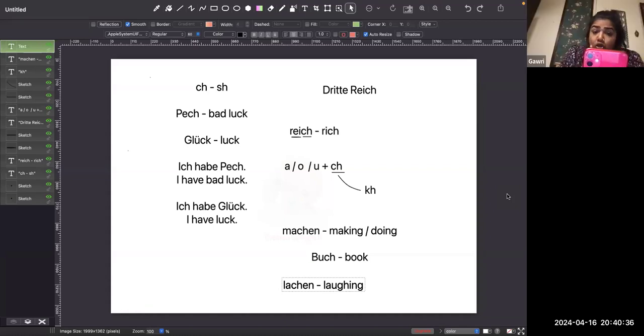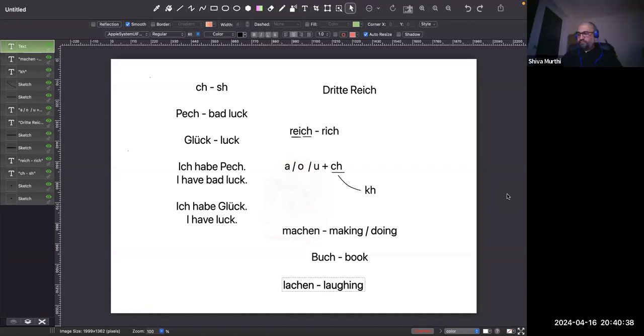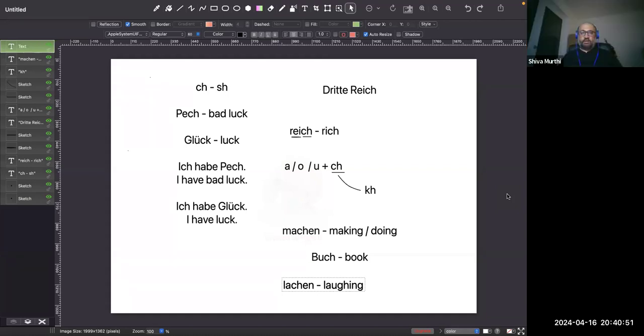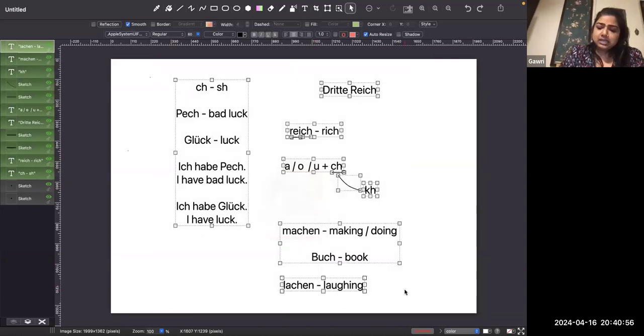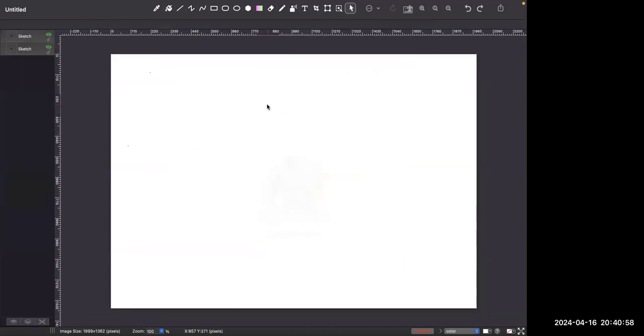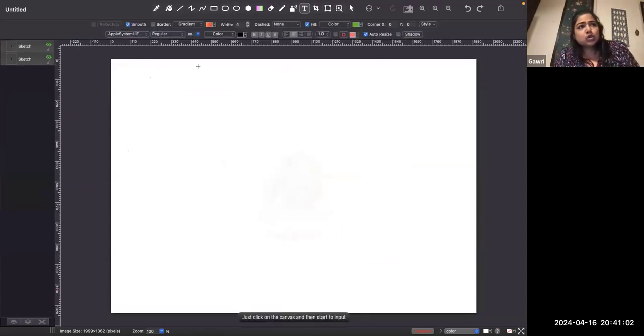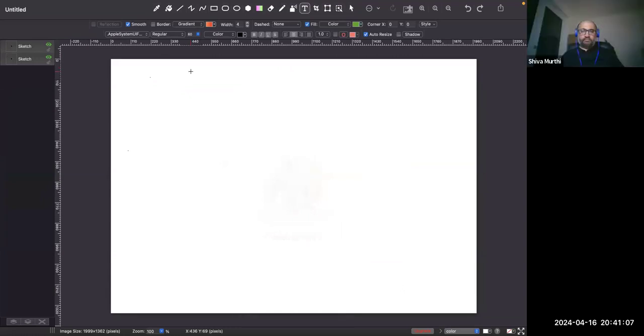So generally CH is pronounced as sh. But whenever before CH you see A, O, U, if before CH these three alphabets come, then we have to pronounce CH as kh. Does the rule also extend to the umlauts? No, it doesn't. This rule is only applicable for A, O, U without umlaut.